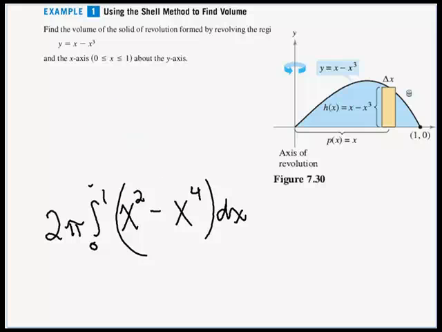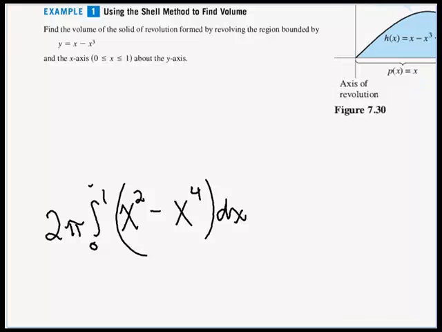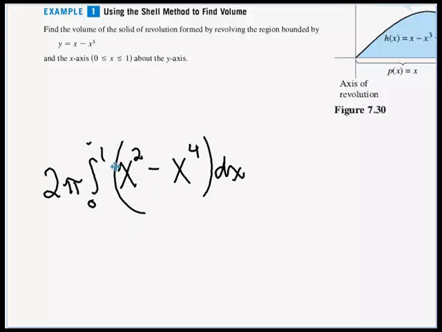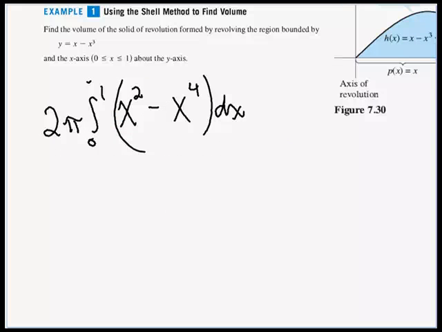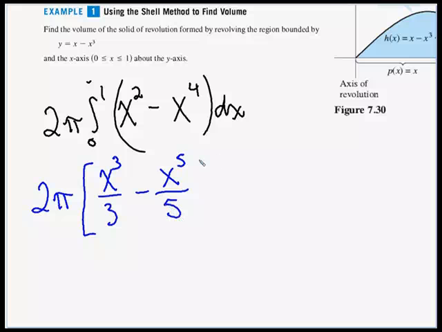So the integral is not going to be outrageously hard. Just two terms there we have to integrate. And out front we still have our 2 pi. Now we take the antiderivative. The antiderivative of x squared is x to the third over 3, minus x to the fourth becomes x to the fifth over 5, and we evaluate from 0 to 1.